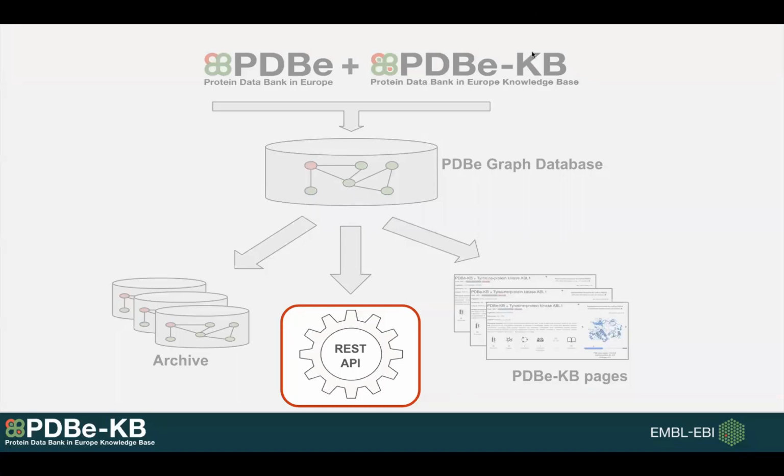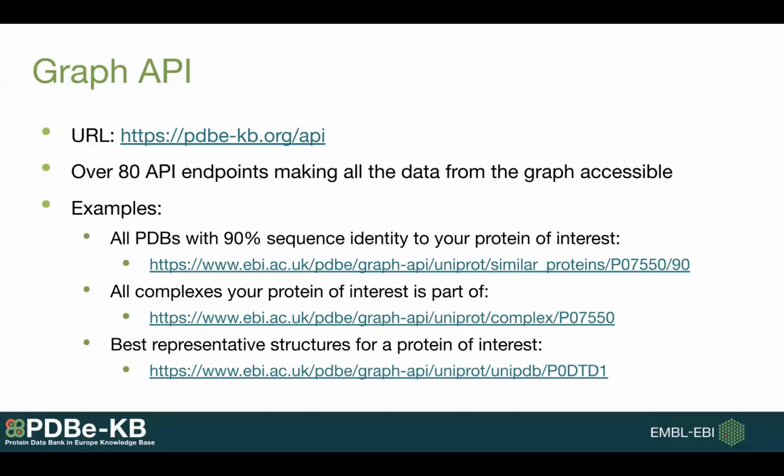Next, I would like to talk about the REST API that allows access to all the data that we have in the graph database. If you don't want to interact with the graph database itself, you could look at these more than 80 endpoints and try to get the data programmatically this way. These are endpoints that return the data in JSON format. And here are a few examples of what you could do with this API.